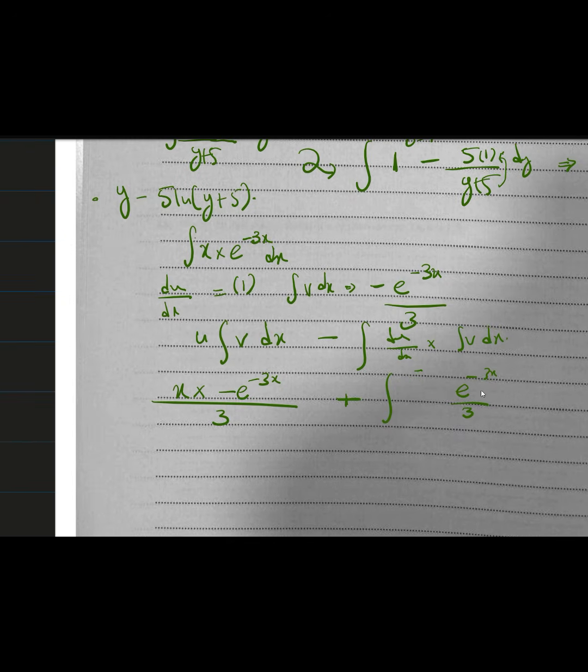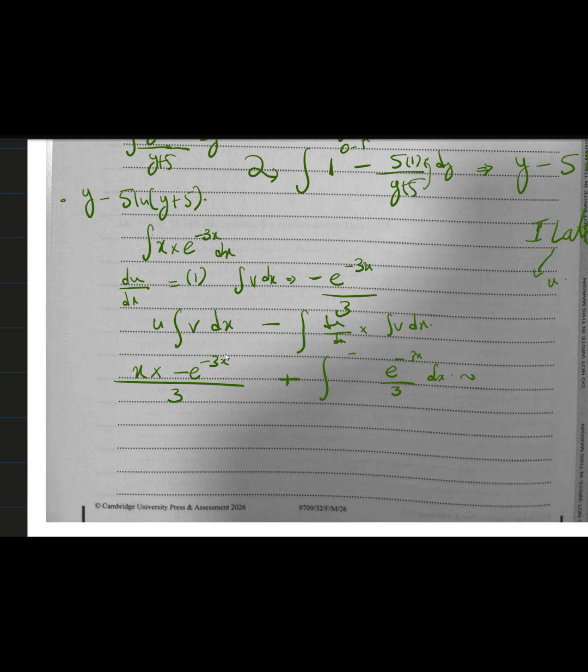So positive e power minus 3x dx, and this will turn into the differentiation of e power minus 3x again. So it will be x into e power minus 3x divided by 3 minus e power minus 3x divided by 9, and would be equal to y minus 5 ln(y plus 5) plus c of integration.